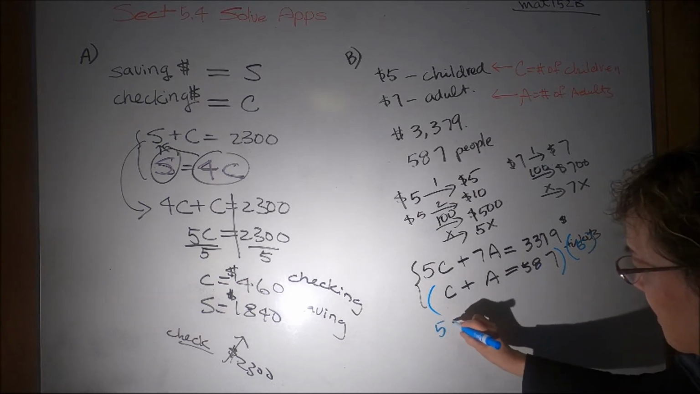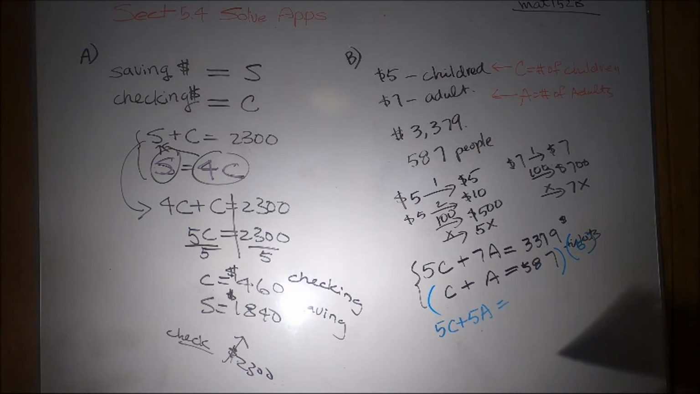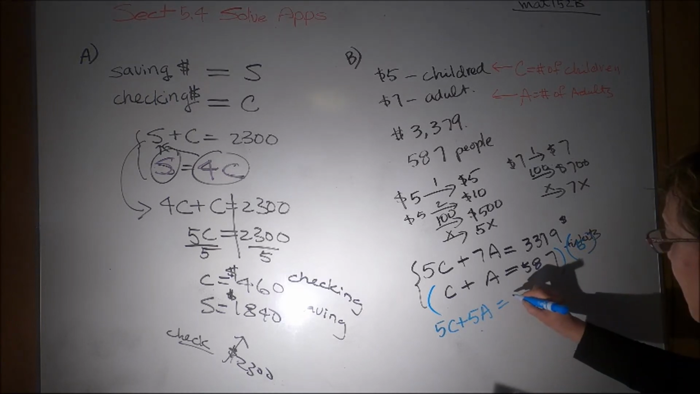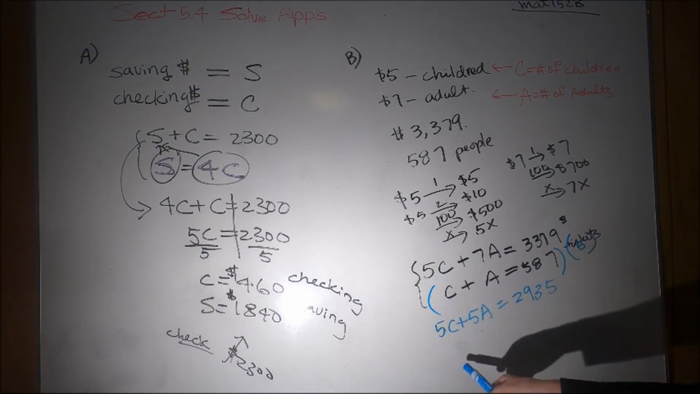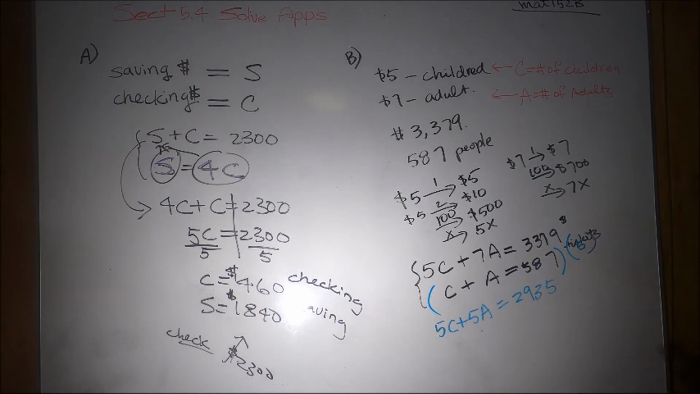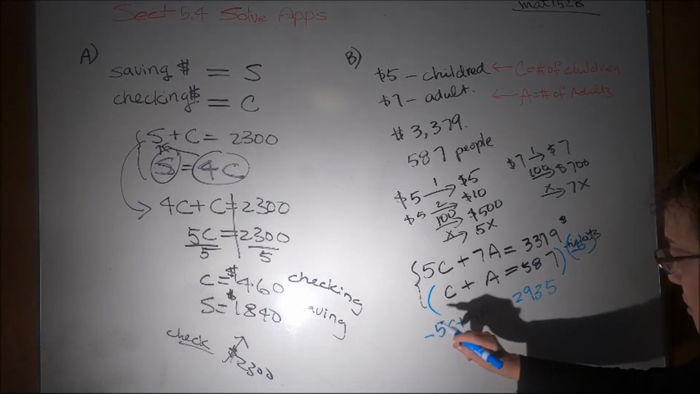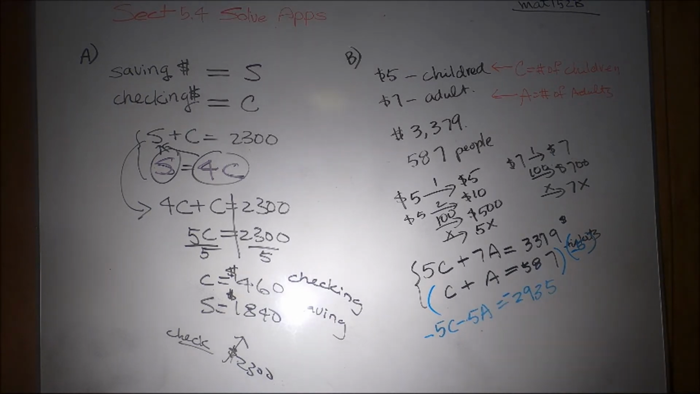So what do I have? 5C plus 5A equals 587 times 5. That would be 2935. However, if you add it, you cannot cancel the 5C and 5C. We say when we cancel, what do we need to do? We need to use the opposite sign. So we should multiply by negative, negative, and negative. Is that right? So that's your second equation.